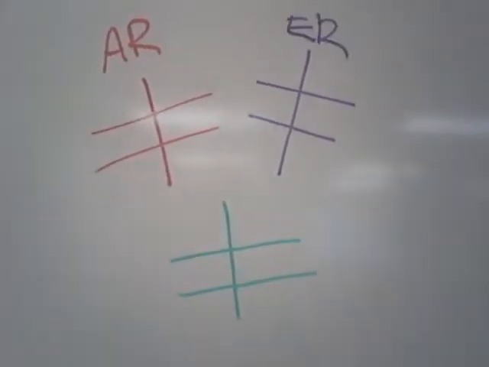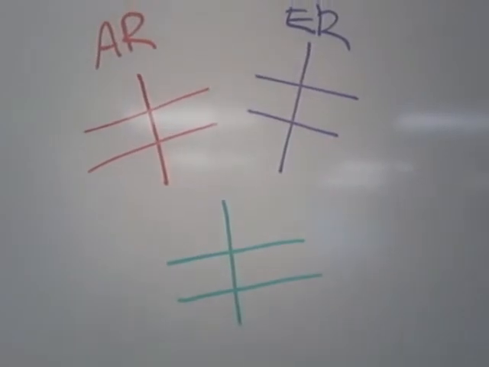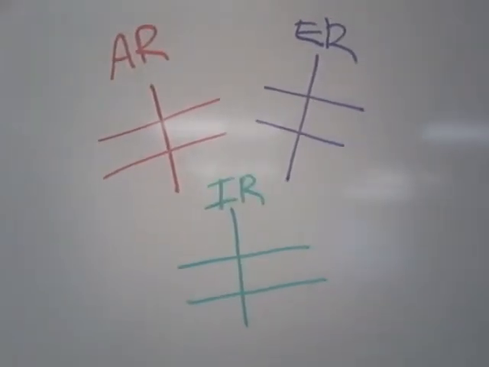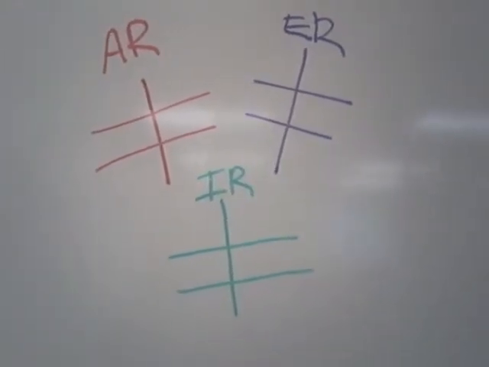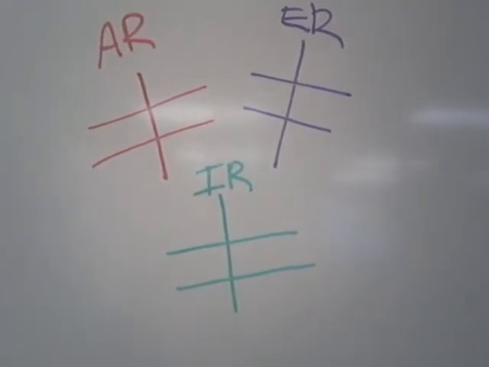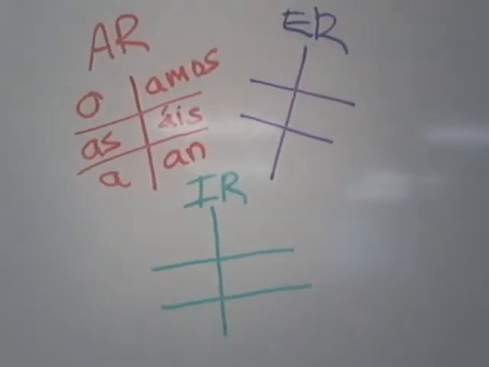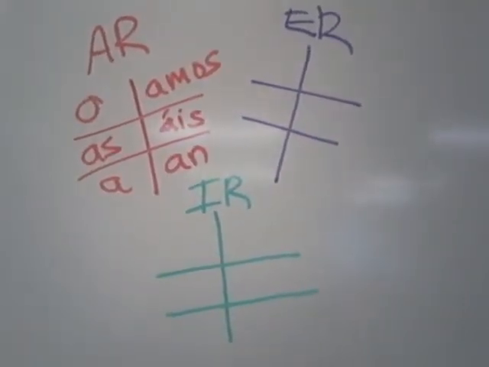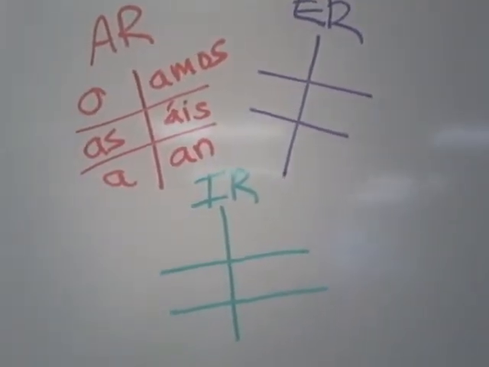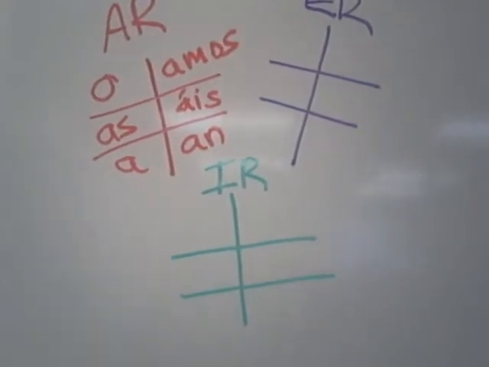AR, ER, and IR verbs. The AR forms are the ones that you need to remember. They are O, AS, A, AMOS, AIS, and AN.